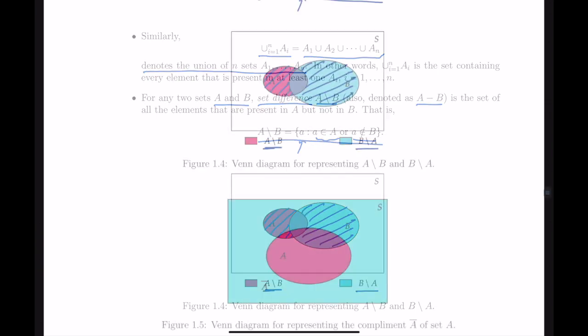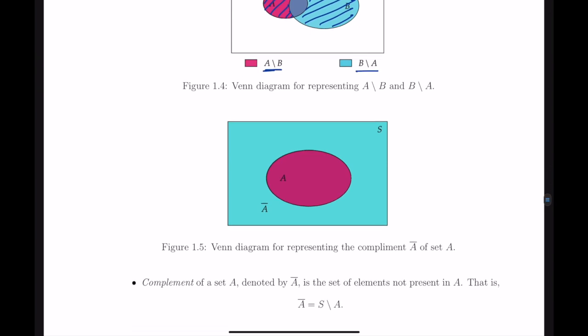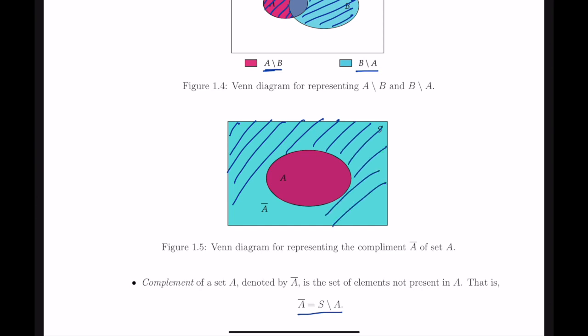Another set that is quite useful for us is the complement of a set. Let's consider set A. What is its complement? The complement of A is essentially all the elements present in S but not in A. So you're looking at all the elements that are outside A. That set is called the complement of A. Here, in this Venn diagram, the region I'm highlighting represents the complement of A.